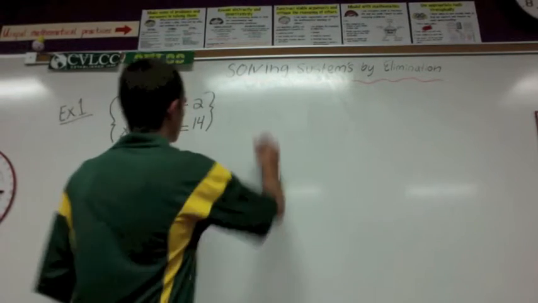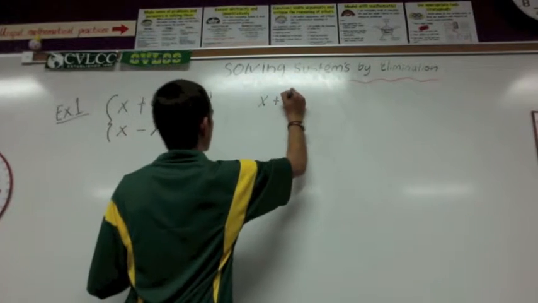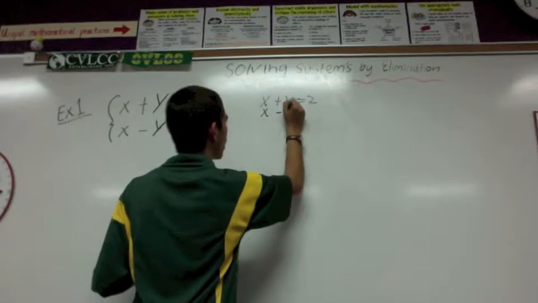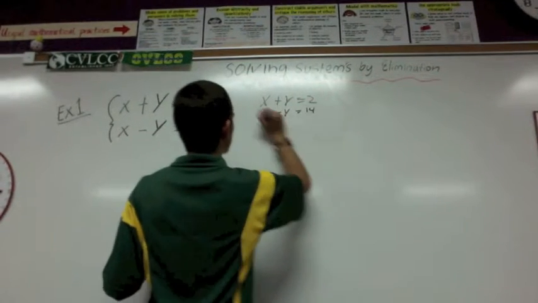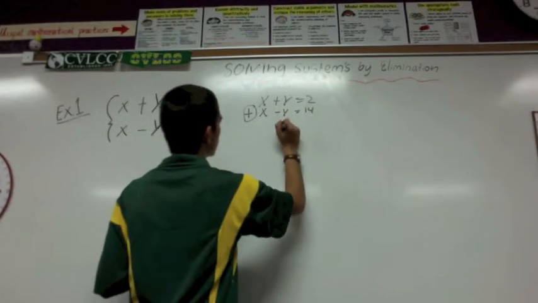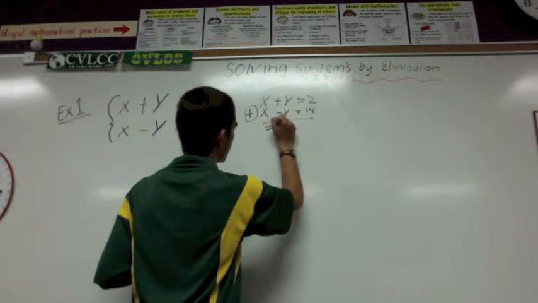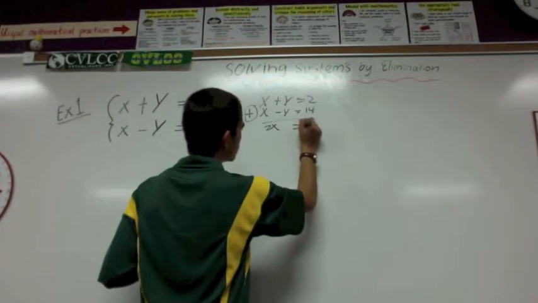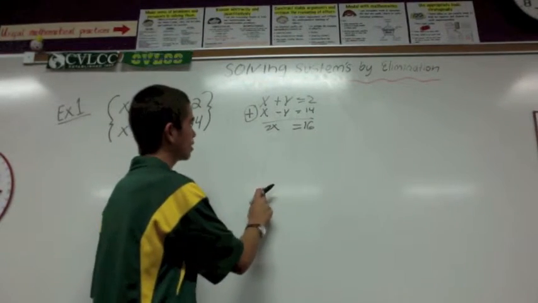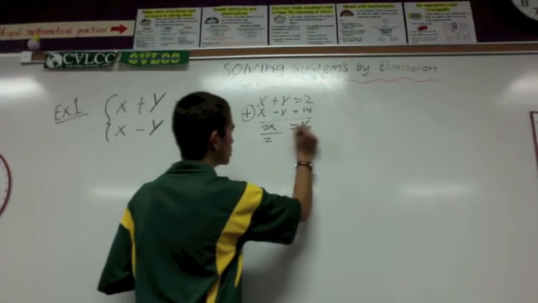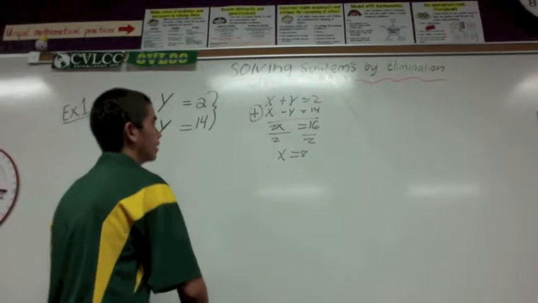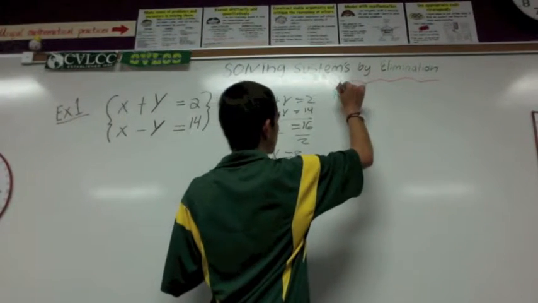So we have x plus y equals 2, and then we have x minus y equals 14. So I'm going to add both of them so we can eliminate the y because they're opposite. So it's going to be 2x, and these cancel out, equals 16. So now we have 2x equals 16, and we have to find x by itself. So we're going to have to divide both sides by 2 so we can have x equals 8. So now I'm going to write, because I already got my variable, x equals 8.